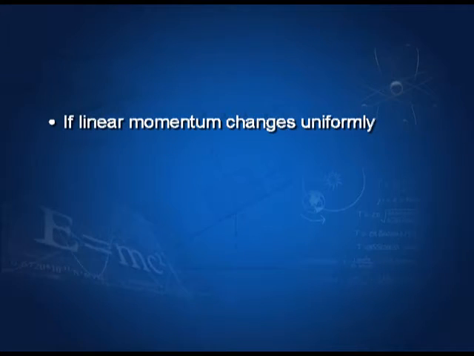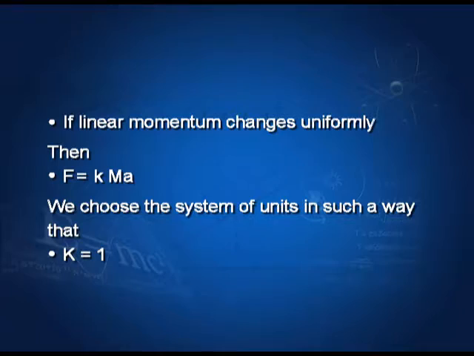If linear momentum of the object changes uniformly, then F will be equal to k m into a. Here a is called acceleration. If we choose the system of units in such a way that k equals 1, then F equals m into a. As we know, acceleration is a vector quantity, force is also a vector quantity.